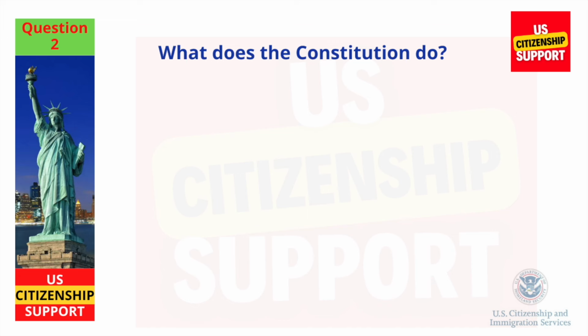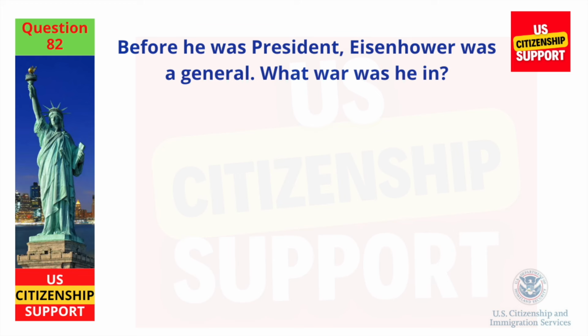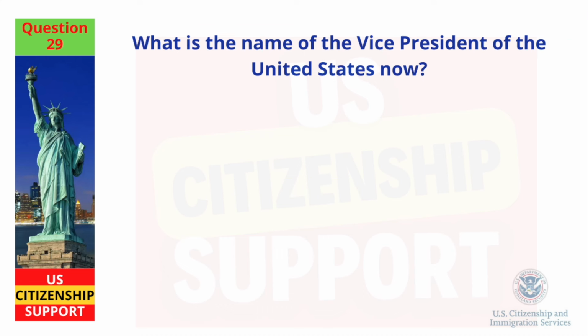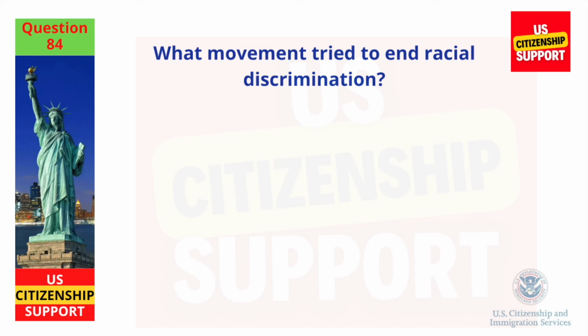What does the Constitution do? Sets up the government. Before he was president, Eisenhower was a general. What war was he in? World War II. What is the name of the Vice President of the United States now? Kamala Harris. What movement tried to end racial discrimination? Civil rights movement.